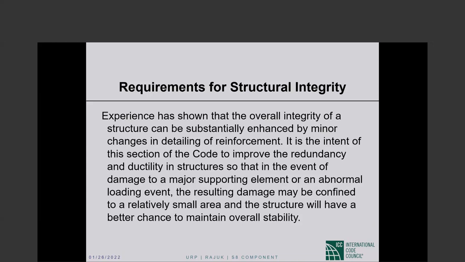Is the longitudinal reinforcement of short column, sorry, I will rephrase the question. Can the longitudinal reinforcement of short column be used as anchor reinforcement to resist pull?